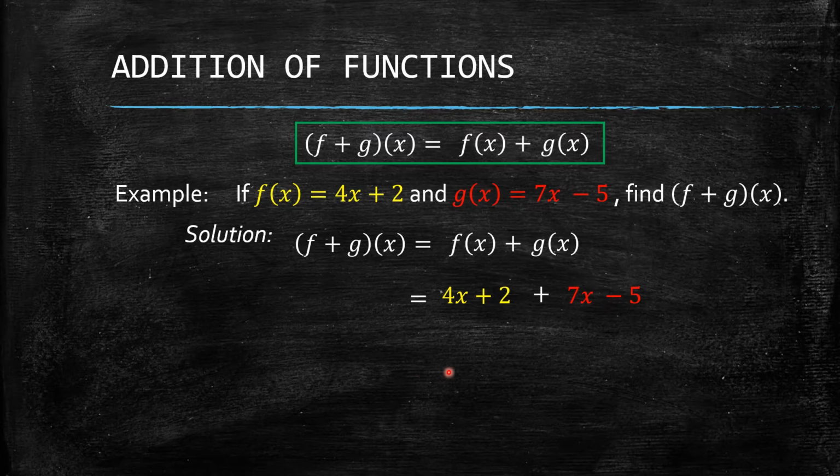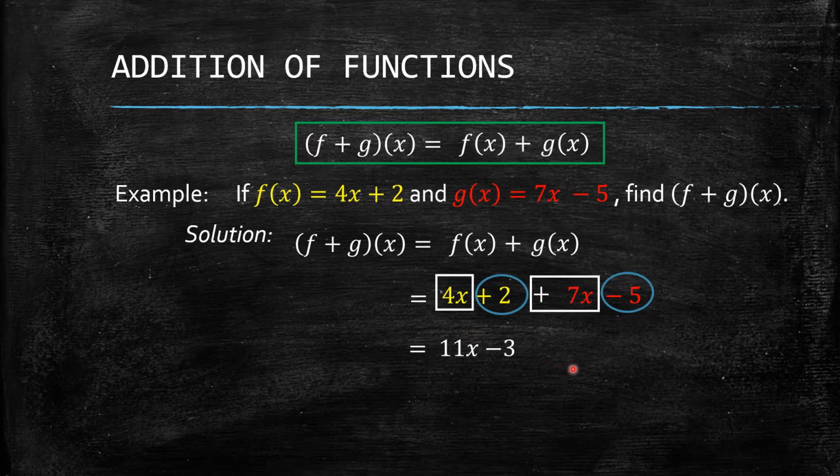Next is to combine similar terms or like terms. So we will have this. They are the same. So we have 4x plus 7x will give us 11x. Next is positive 2 and negative 5. That will give us negative 3. 11x minus 3 cannot anymore be combined because they are not similar terms. Therefore, this will serve as our final answer.